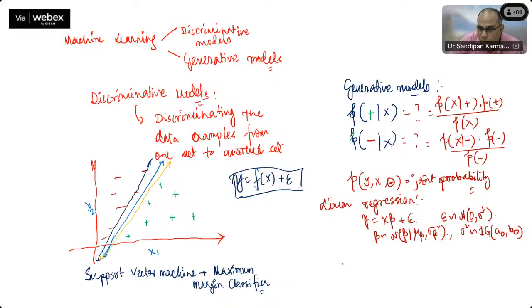So I can actually start with P of, so what are the parameters here? I want to estimate beta and sigma square, beta and sigma square given y and x, right? So this is the posterior I want to estimate. So this posterior can be written as P of y given x, beta, sigma square.